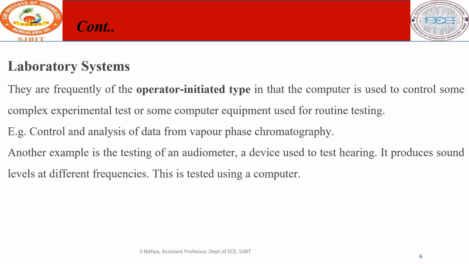So another example is the testing of an audiometer, a device used to test hearing. It produces a sound level at different frequencies. This is tested using a computer. In laboratory systems, by using that particular equipment, we are going to measure the values or the parameters we are going to check. That will be connected to the computer. By using that computer control, we are going to perform whatever testing we want. So this is all about your laboratory systems.